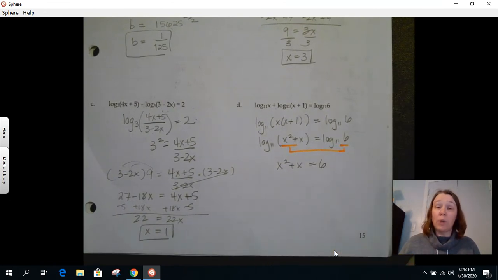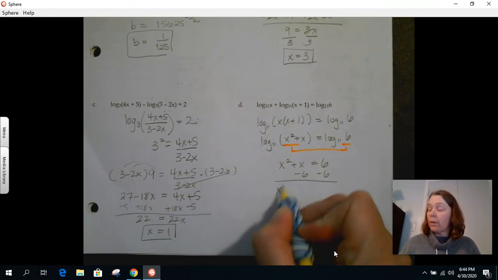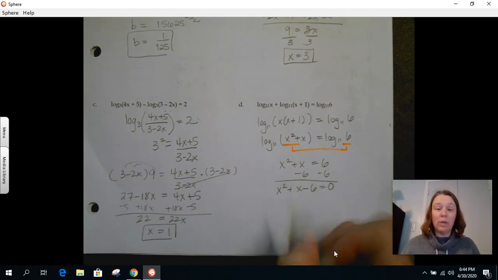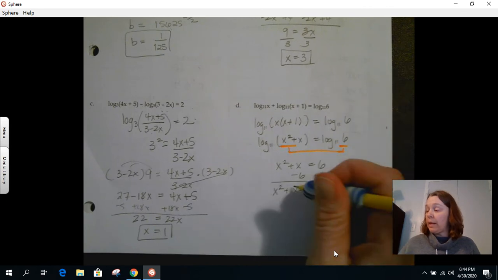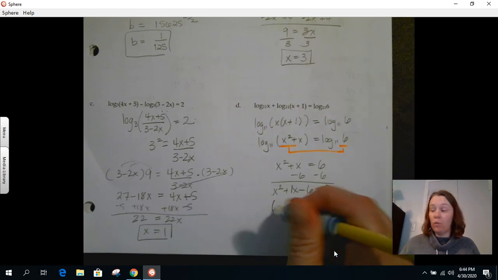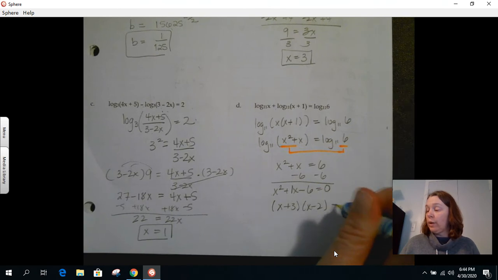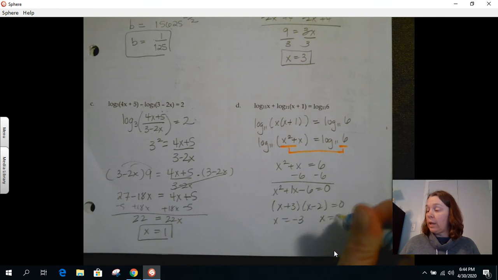I notice it's quadratic, which means I'm going to have to either factor or use the quadratic formula. This is an easy one to factor because the coefficient here is 1. So I can think of two numbers that multiply to be negative 6 and add to be positive 1. So x plus 3 times x minus 2. And then when I set my factors equal to 0 and solve, I get negative 3 and 2.